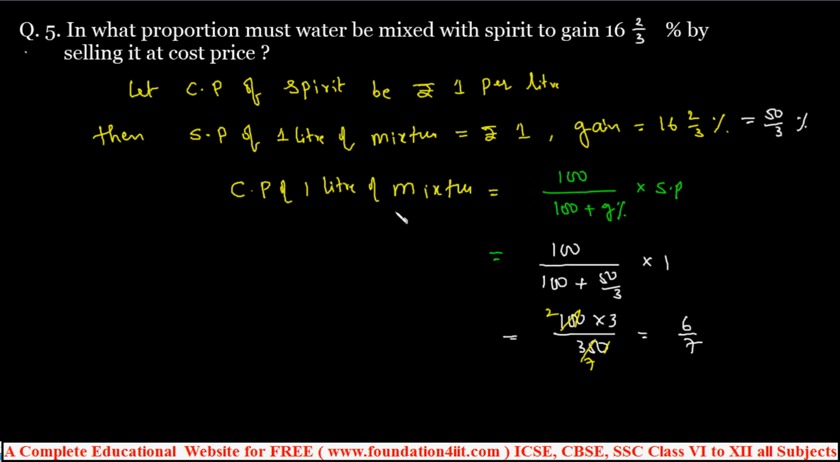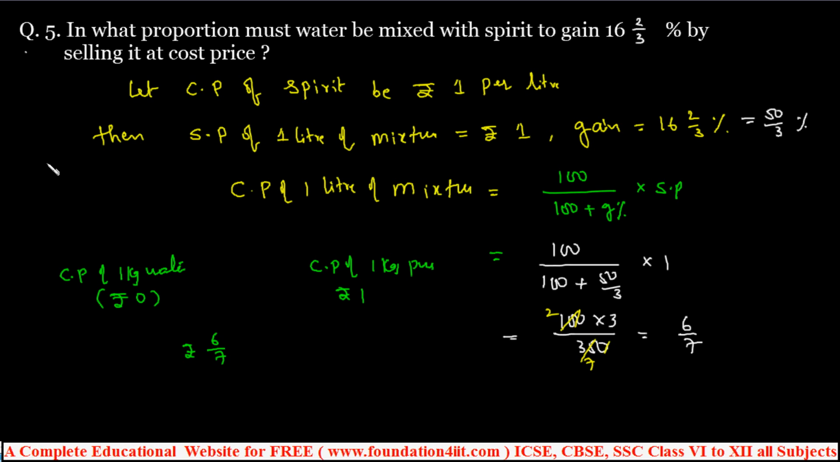So cost price of 1 liter. Now we can use the alligation rule. So let me write here, 6 by 7 rupees. This is the mean price. So cost price of 1 kg water is rupees 0, because there is no cost for that. So cost price of 1 kg water, rupees 0, because not mentioned in this. And here the cost price of 1 kg pure spirit is rupees 1. We have taken already. So cost price of same 1 kg pure spirit, let it be rupees 1.